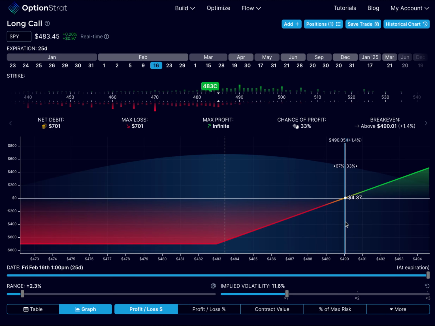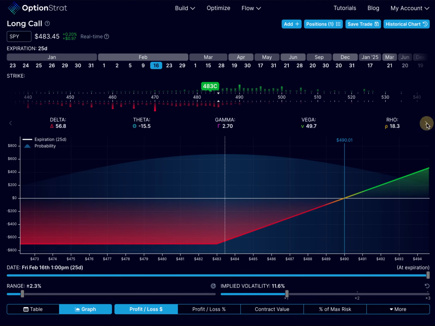So in order for this to be profitable at the end of the trade, it tells me right here what my break even is. The market has to go 1.4% higher in order for me to profit in this long call only position. The other thing that I have available to me right here is all of the Greeks. So I can come in and I can see what my delta is.